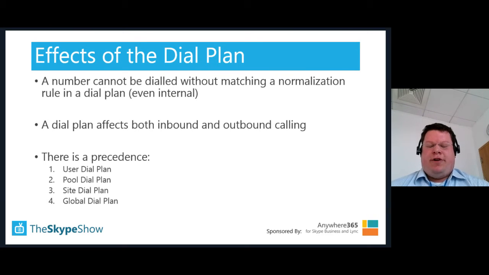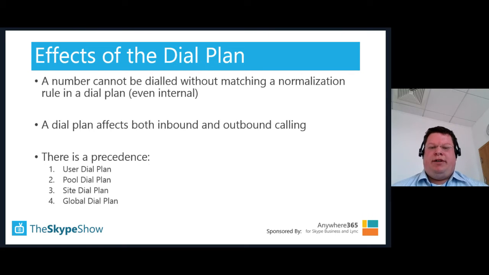So, some effects of the dial plan, and why it's so important. When the user dials a number in the Skype client, if that number can't be matched by a normalization rule in a dial plan, then the call is going to fail. It's not going to be authorized. So even if you have an internal extension number range, even if you're calling an internal PBX system, you're going to have a normalization rule, even if you're not translating it in any way, shape, or form.